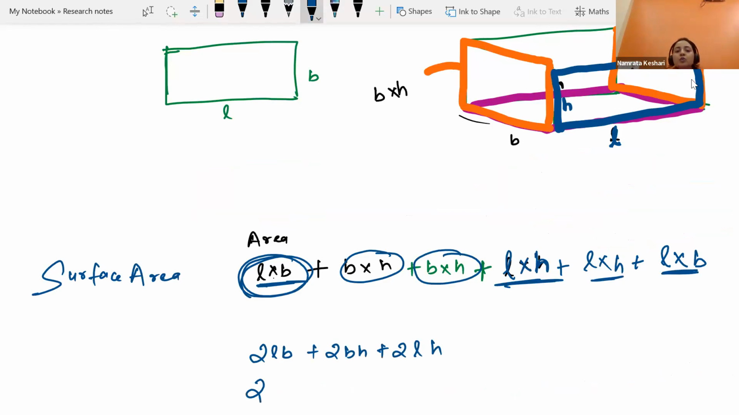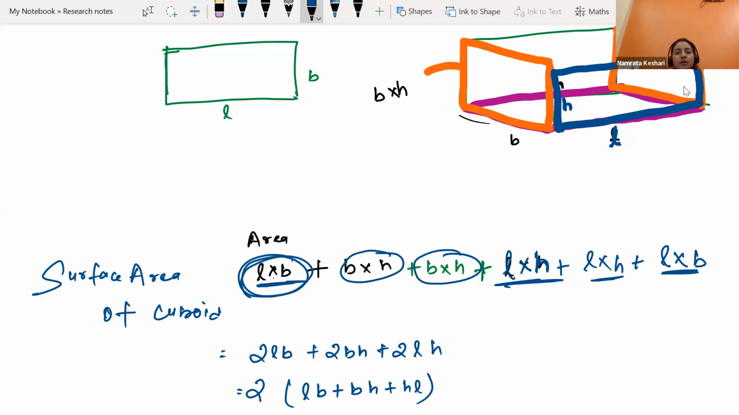And when you take 2 common, have you learned this formula? Length into breadth, breadth into height, and height into length. Have you learned this formula for the surface area of a cuboid? Yes, ma'am. So you understood that surface area means nothing but just the areas of the surfaces added together. Yes or no?